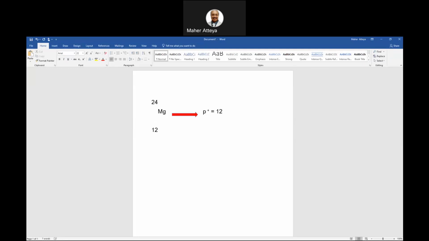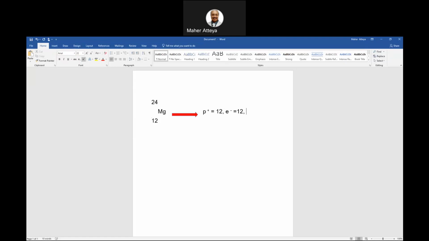How many electrons? Electrons, E. We said in a neutral atom, the number of electrons equals the number of what? Protons. The positive charges of the protons have to equal the negative charges of electrons. So it is 12, correct?